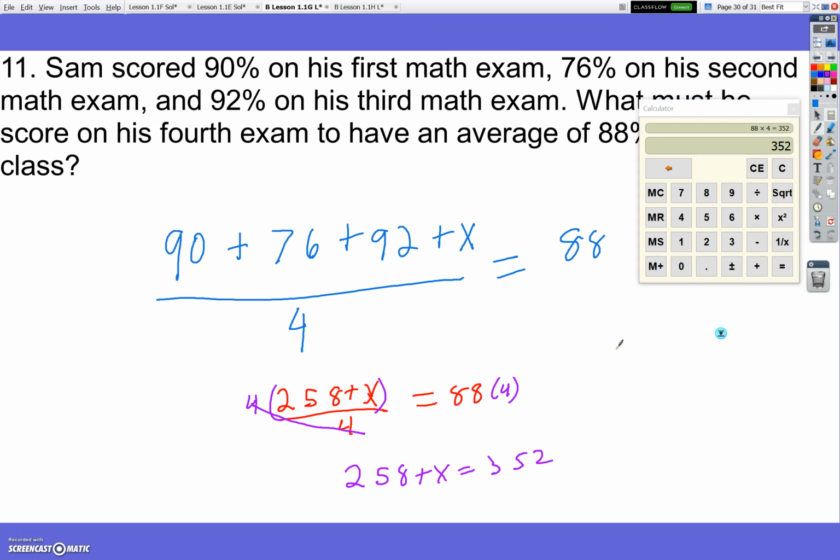So we're going to have, up here in black, I'm going to finish it. It's going to say 258 plus x is equal to 352. I'm going to subtract 258 on both sides. And when I do that, I'm going to get x is equal to what he needs to score on his last test, which is 94. So in order for Sam to get an 88 average, he needs to get a 94% on that last test in order for that to work.